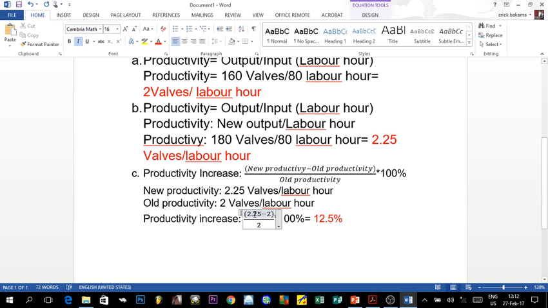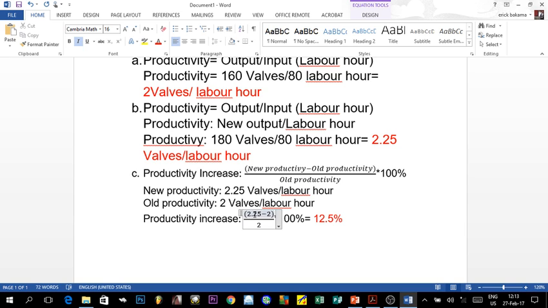You find that you're going to find negative 0.5 divided by 2. You're going to find a negative number. It's not like it's a mistake. It's quite normal. It just means that the productivity decreased by that specific percentage that you are going to find. So do not panic whenever you find something like that.